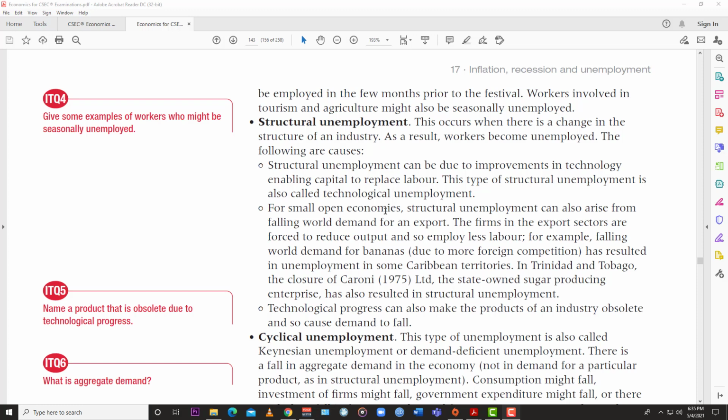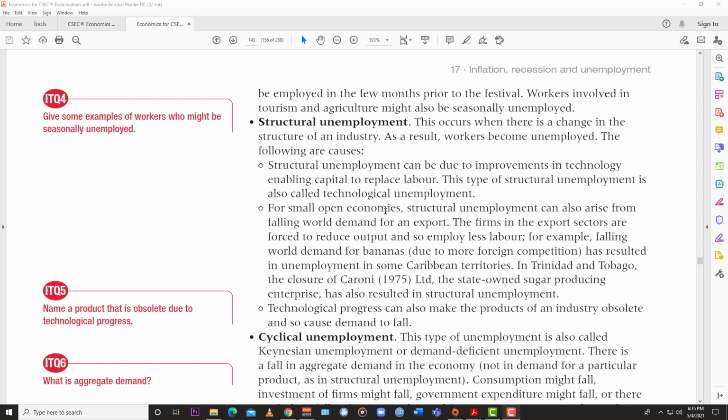So, for example, if they close down all the sugarcane factories and sugarcane fields, or banana as they use here, then persons working in these sectors, these industries, are going to become unemployed. And so that's structural unemployment. It's when there's a structural change in an industry. As a result, workers lose their jobs.